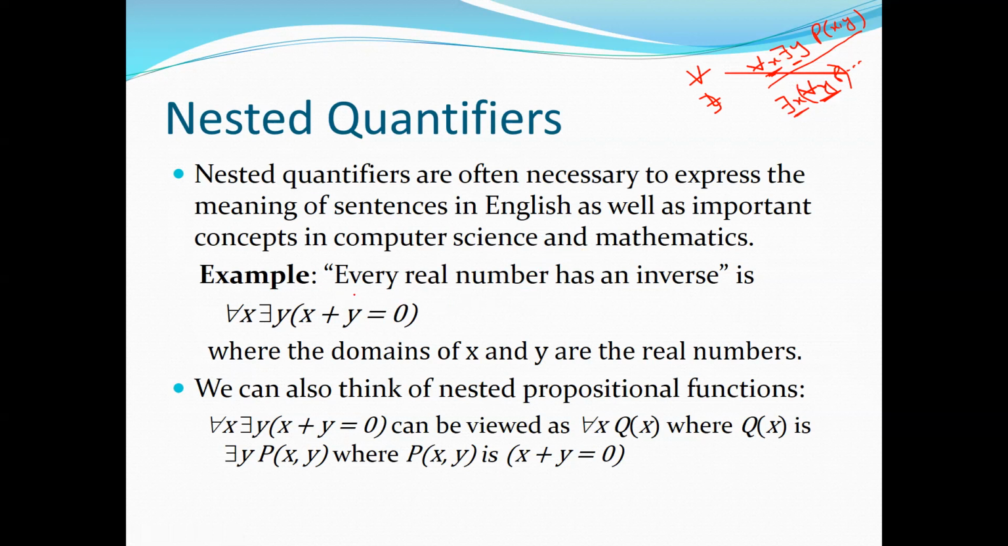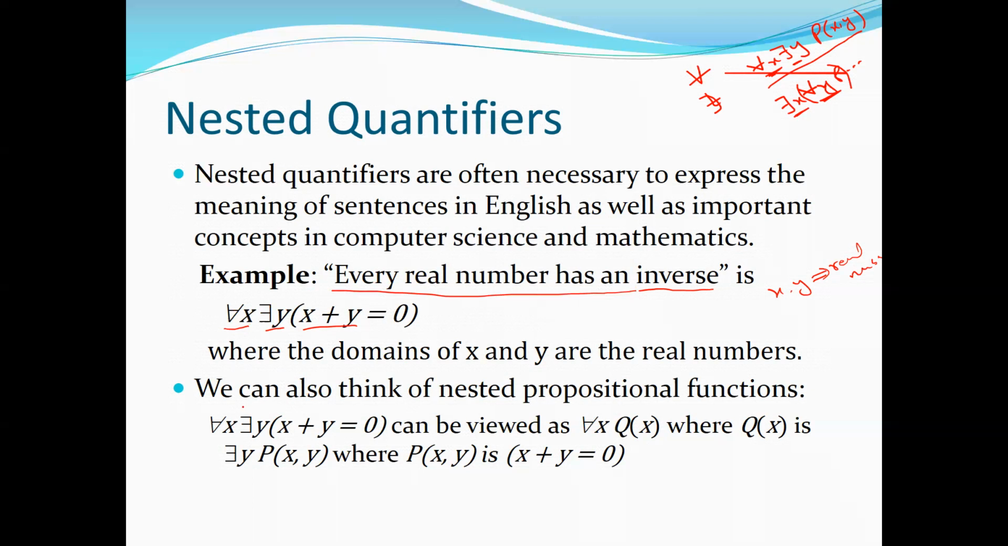Just to give you an example: every real number has an inverse. How can we represent this with the help of predicate logic? You can see, for all x there exists some y. What is the inverse? The inverse is what you get when you add the numbers and the result is zero. So x plus y is equal to 0, where the domain of x and y is the real numbers. For every x there exists at least one y such that x plus y becomes 0. This is how we represent it using nested quantifiers. We cannot represent this sort of statement without the help of nested quantifiers.